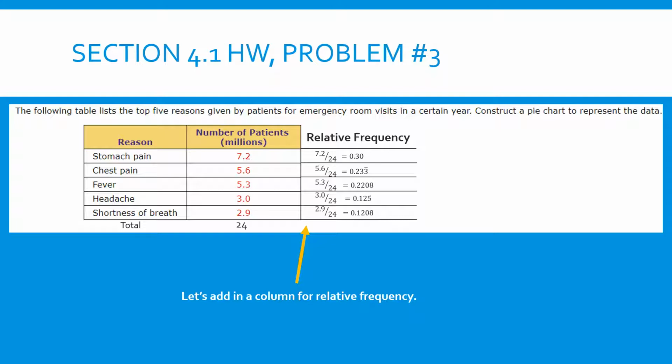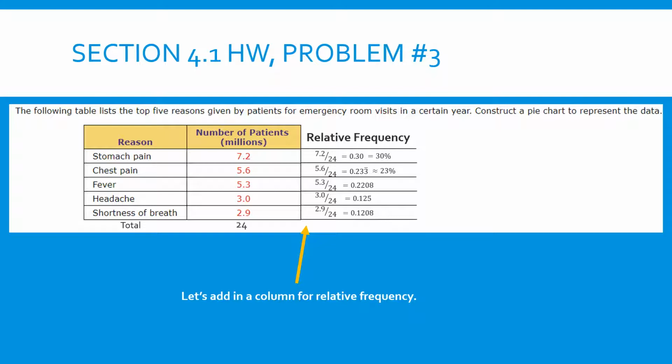Now the last thing you're going to have to do before you construct your pie chart is take these decimals and convert them into percentages. We learned how to do this a couple of sections back, so hopefully you remember. Remember, if you're taking a decimal and converting it into a percentage, you take the decimal and you move it to the right 2 places. So 0.30 becomes 30%.